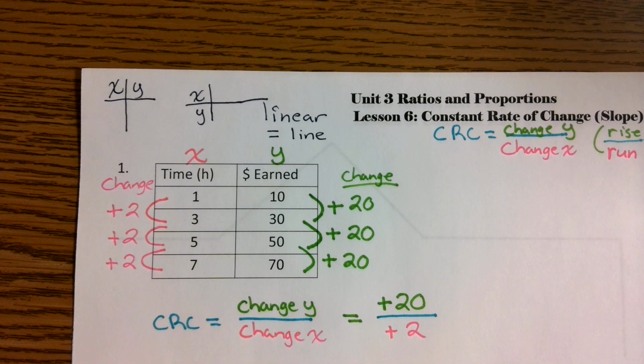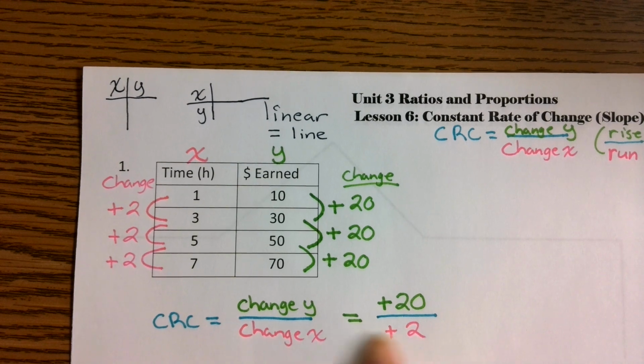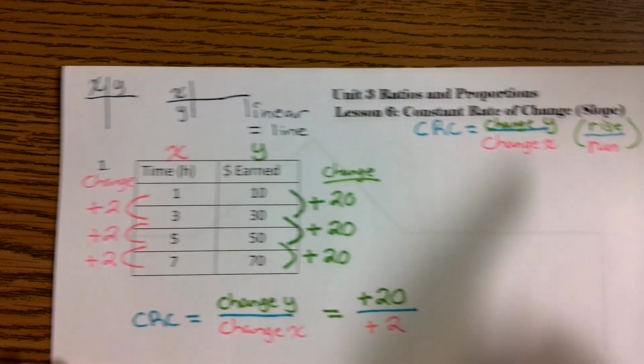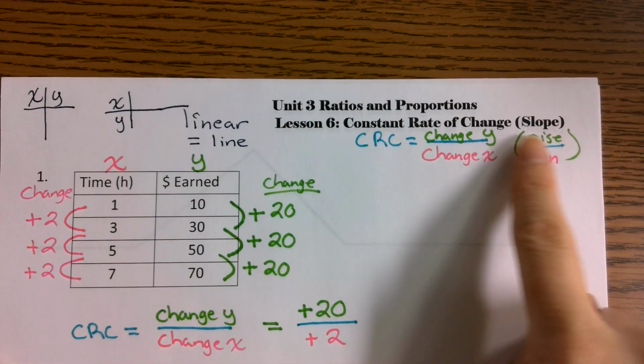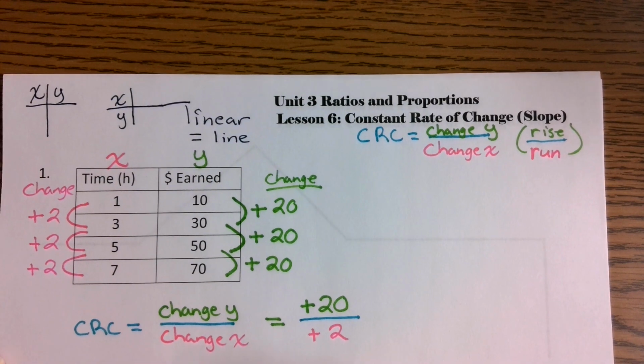So we have a positive 20 over a positive 2. Do we ever leave our fractions looking like this? No. Why not? Improper is okay. From this point on, improper fractions are perfectly fine. You want to keep them as improper fractions if they are improper. You want to leave them like that because remember, your slope or your change is a fraction. It's not a mixed number. You want to leave them as improper fractions.